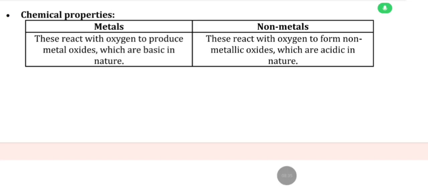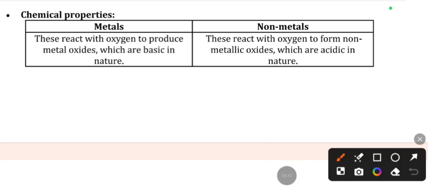Now we will do the chemical properties of metals and non-metals. I already told you metals carry the positive charge, non-metals carry the negative charge. Metals react with oxygen to produce metal oxides, which are basic in nature. Before doing this point, first I will tell you, if metals carry the positive charge, then wherever the word metals comes in a compound, it shows basic nature.